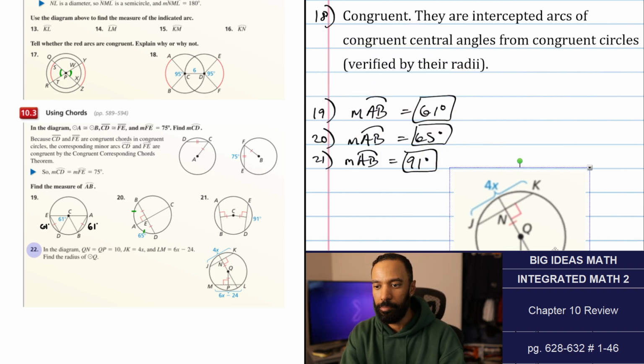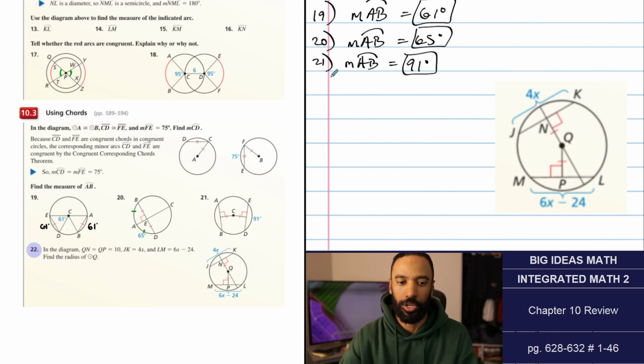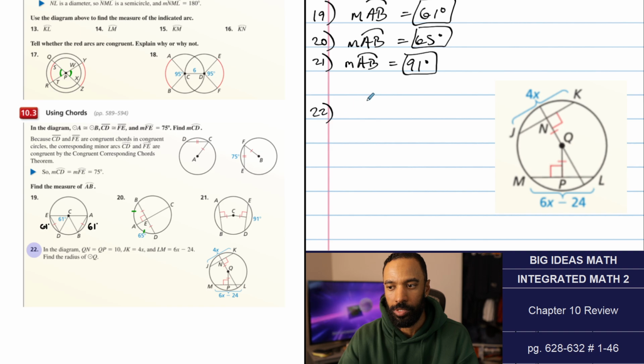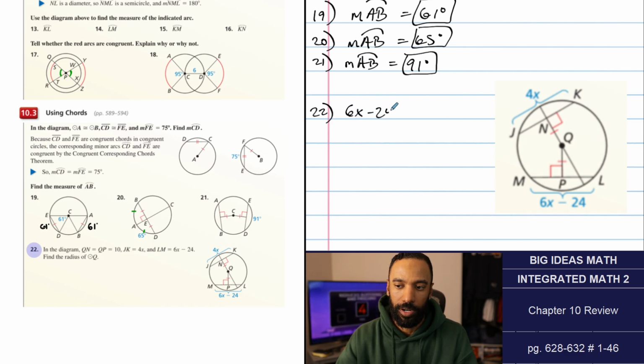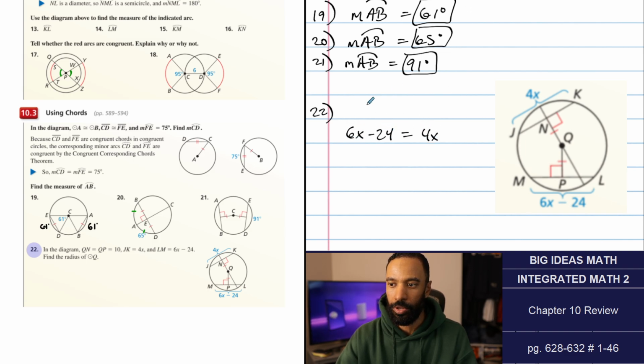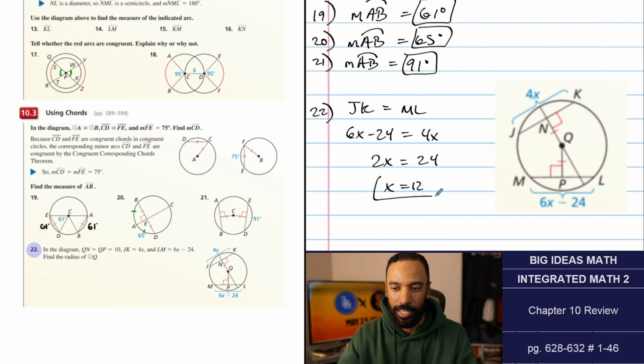So we just got off of a previous problem where we mentioned that two chords that are equidistant from the center are congruent to each other. So the very first thing I'm going to do, without figuring out what else I want to say, is solve for x, where 6x minus 24 equals 4x, because these two things should equal each other. JK should be equal to ML because those segments should be congruent. So we set those equal to each other and solve for x. I subtract 4x from both sides, add 24 to both sides, and divide both sides by 2. Now, this is not the answer.